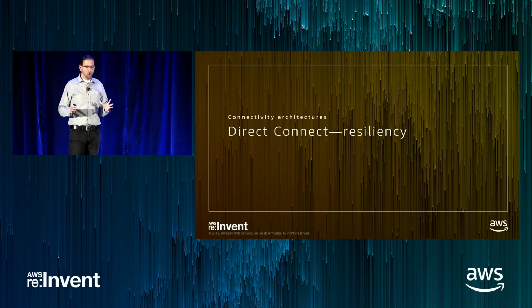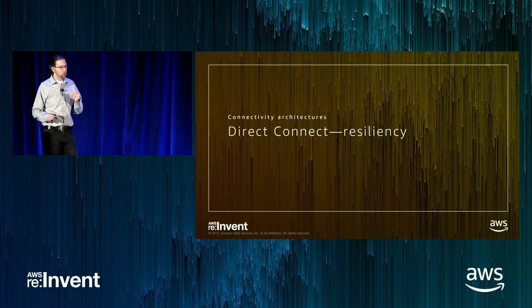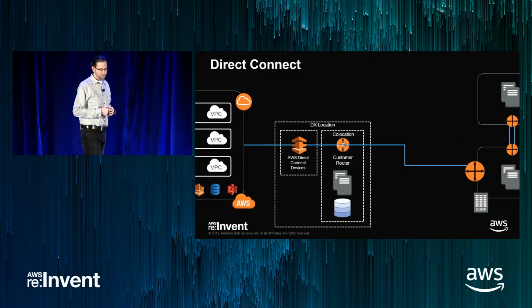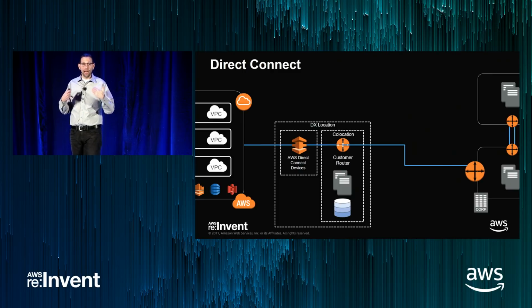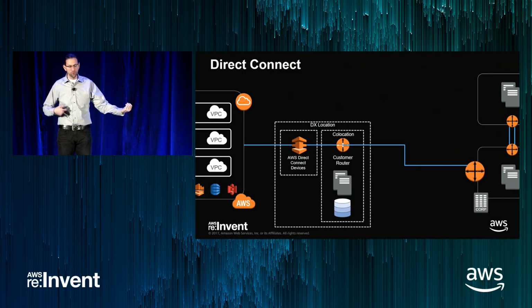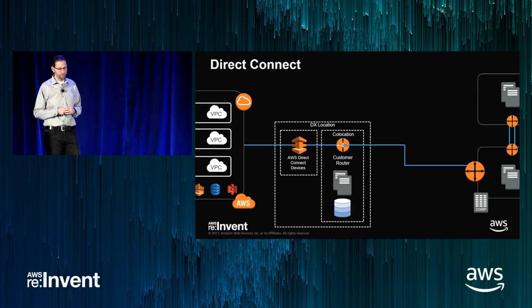So now we kind of know what the physical connectivity options are. How should we think about cost? Let's talk about resiliency as it pertains to Direct Connect. Let's assume that you have presence in one of the colos, you've completed the cross-connect, you are now connected between one port on your router and one port on our device.